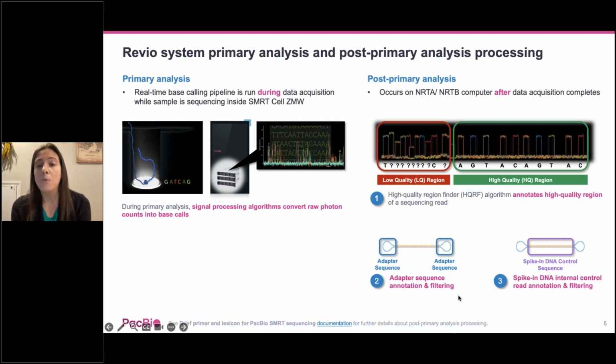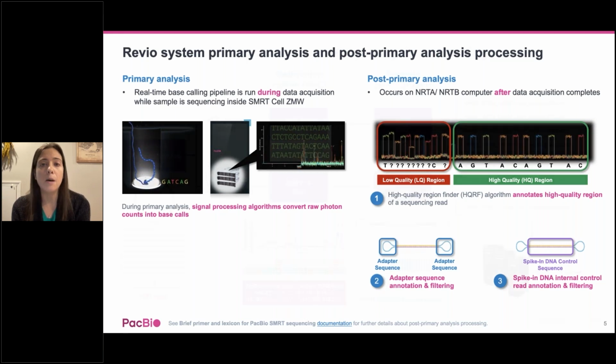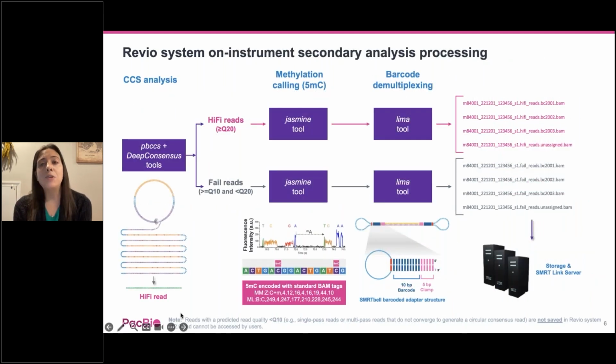The second component is an algorithm that will go in and find the adapter sequences on each of the SMRT templates, annotate them, and filter them out of your data set. And lastly, the spike-in DNA internal control is identified, annotated, and then also filtered out of your data before delivery. So after the post-primary analysis completes, there's a series of on-instrument secondary analysis that is also happening.